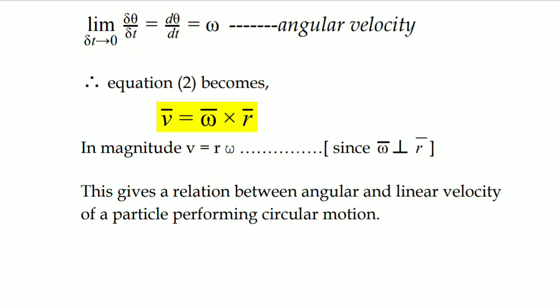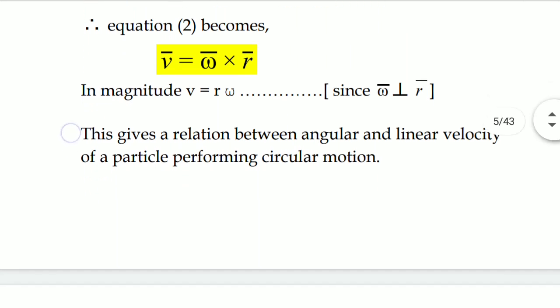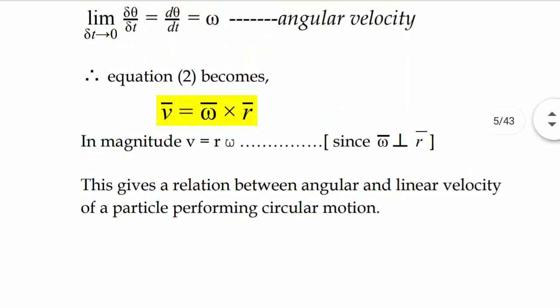Please keep in mind that this equation is also correct in vector form, and that vector v is equal to r cross omega will not give you the correct direction. So that is about part 1 of this rotational dynamics, which involves circular motion of a particle.